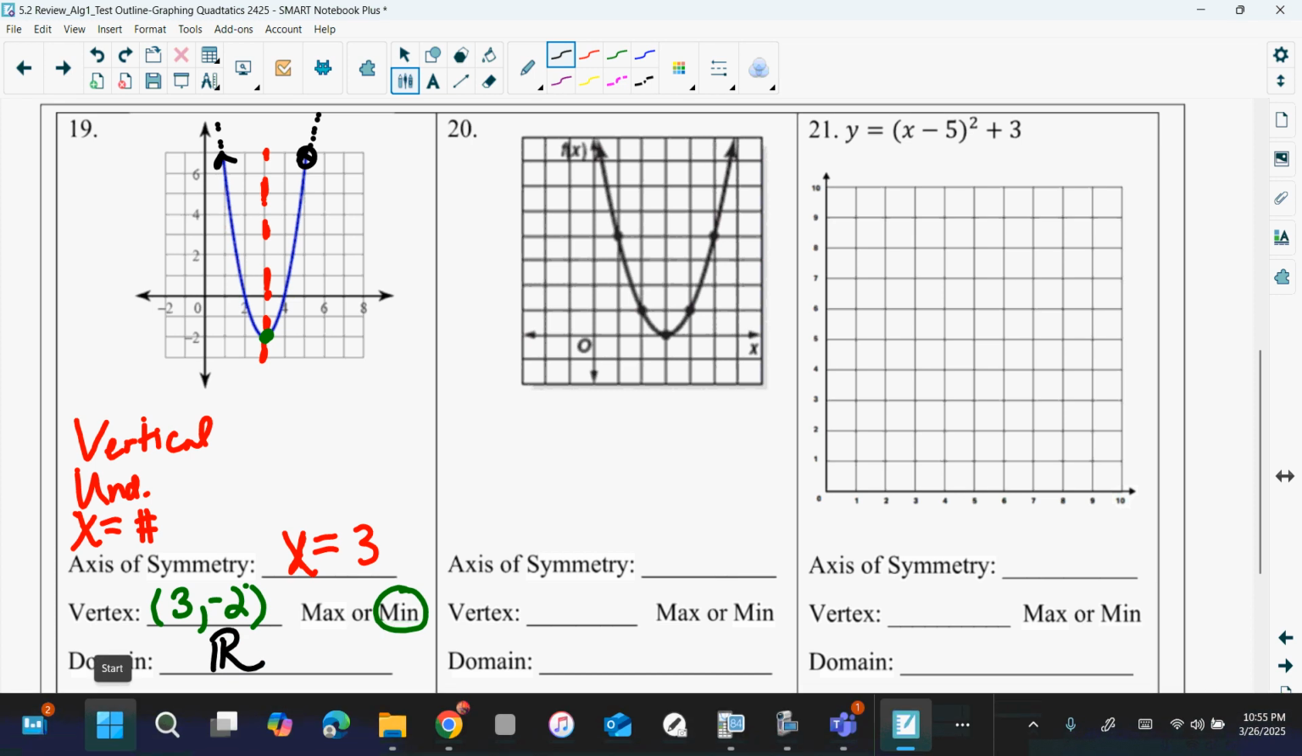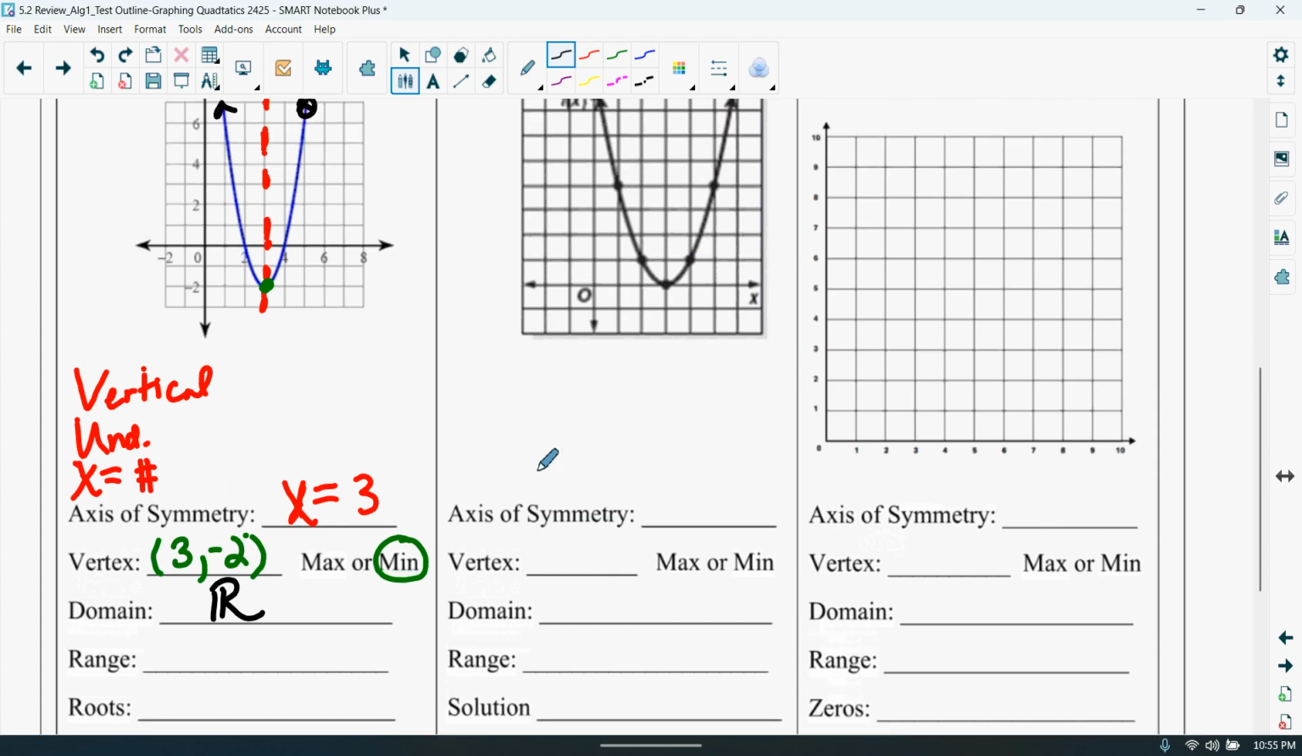Okay. Now the next thing they want us to do is find the range. The range is in relationship to that minimum value, which is the y value. This is the lowest point right here. So this graph is all pointing up. So this is y is greater than or equal to -2.